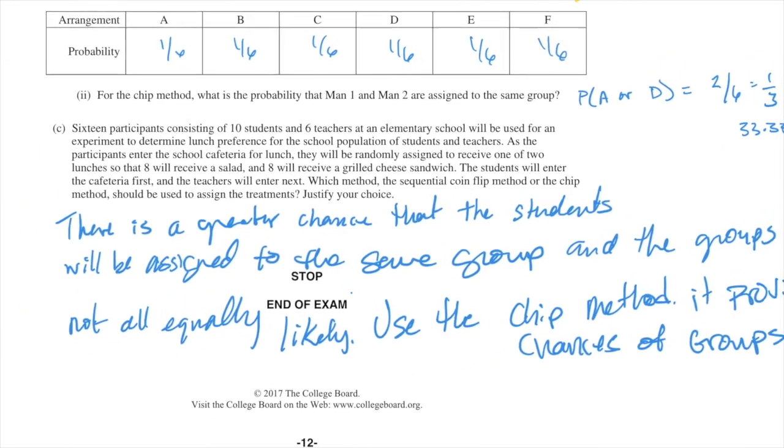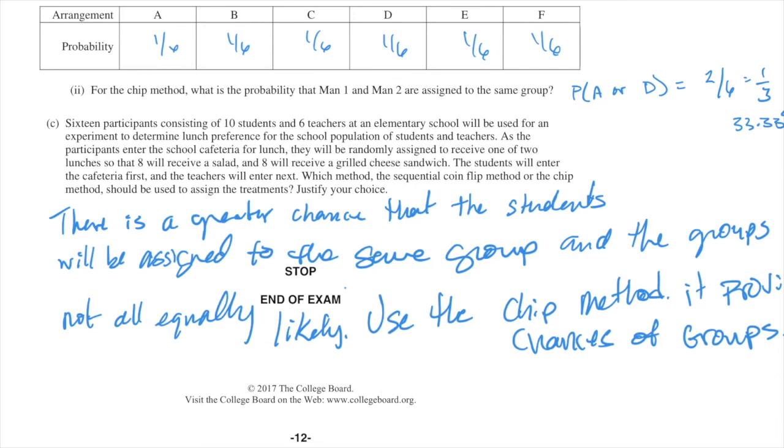Now, to answer the very last question, it wanted to know which of the methods was better. I thought they put a lot of content into this, telling us that there were 10 and 6, and that they wanted to have them equally represented. It really didn't matter. What you wanted to make sure to point out was that there's a greater chance for the students to be assigned to the same group in the first one, and the groups were not all equally likely. So the first option with the coin flip wasn't as useful, or you wouldn't have had a consistent result because you had unequally likely groups.